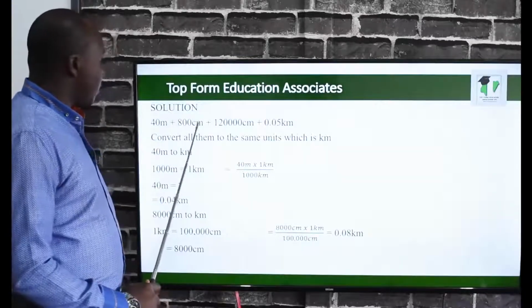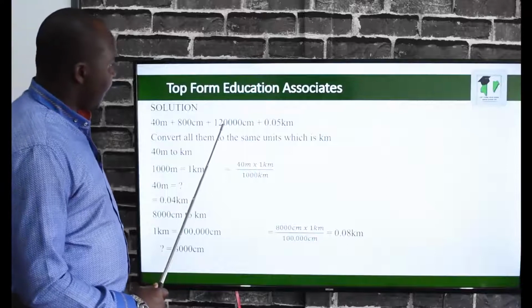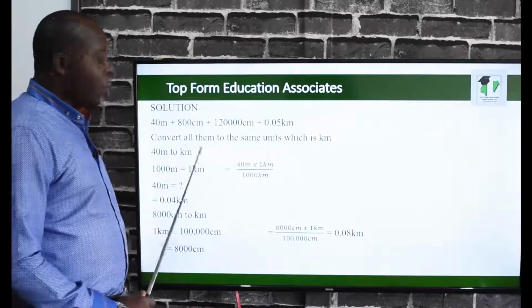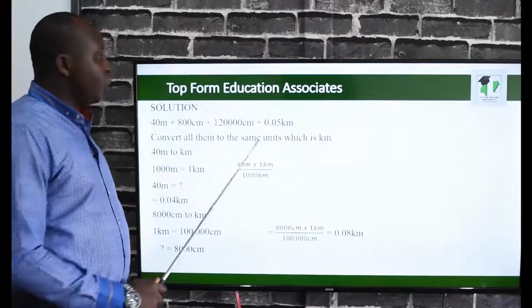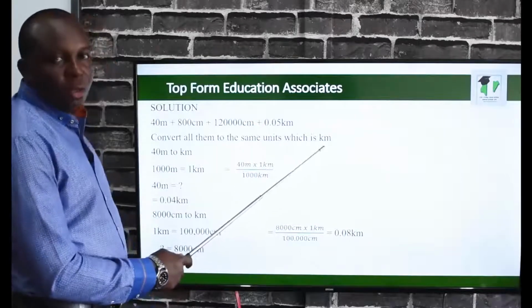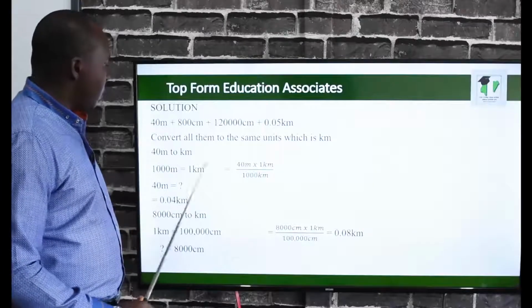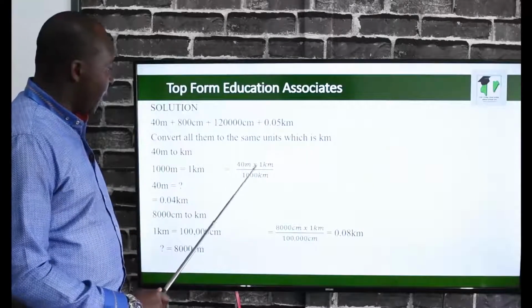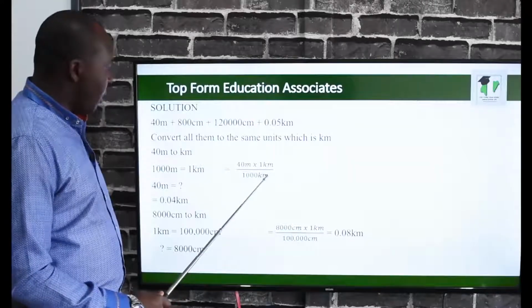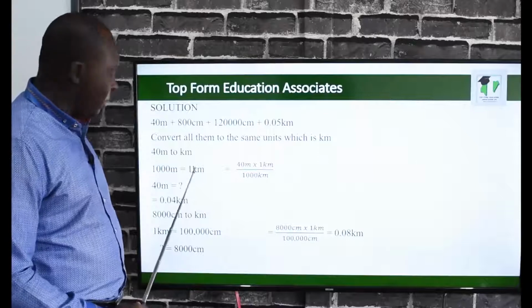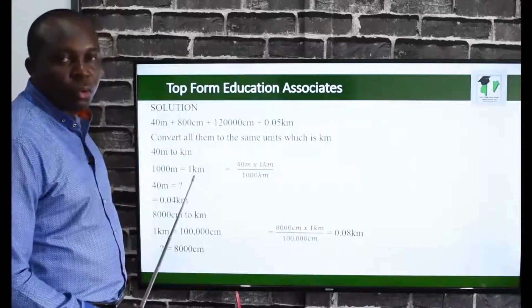40 meters plus 800 centimeters plus 120,000 centimeters plus 0.05 kilometer. Convert all of them to the same unit, which is kilometer, as I've said before. So 40 meters to kilometers. We multiply 40 meters times 1 kilometer over 1,000 meters. Don't forget the way we used to do it: 1,000 meters equal to 1 kilometer.